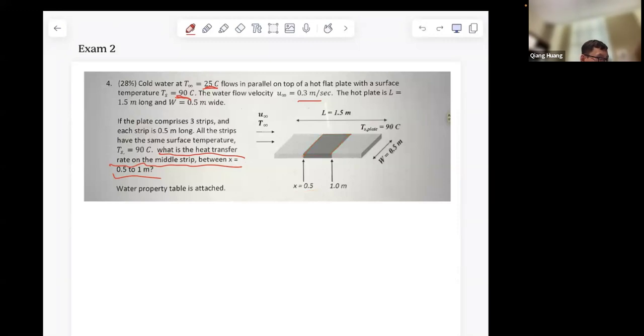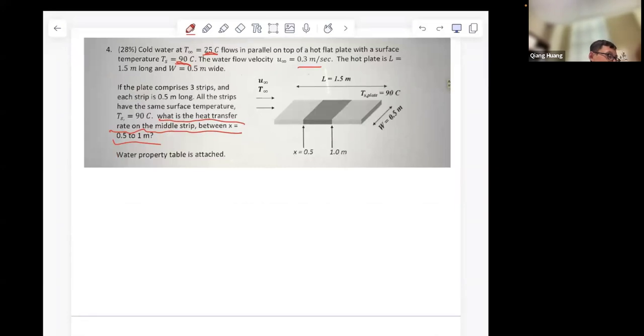So this is a convection transfer. What we need to do is find out how the heat transfer coefficient changes on the surface, right? In order to determine the convection behavior within this range between 0.5 and 1, we need to find the heat transfer coefficient. To find it, we use the Nusselt number and the Reynolds number.